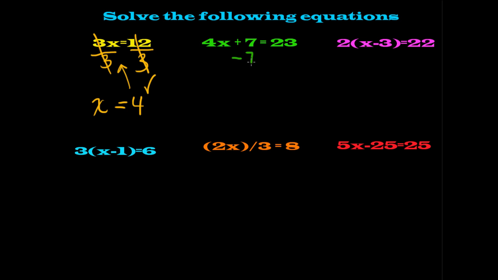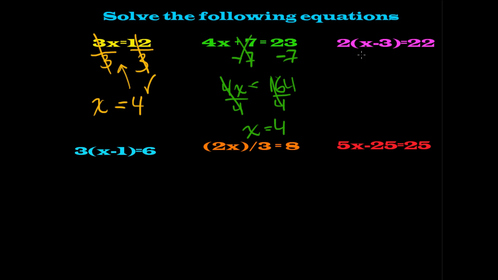Next problem. What do you do first? Subtract 7 from both sides. 23 minus 7 is 16. Next step, isolate the variable so you can divide each side by 4, leaving x equals 4.